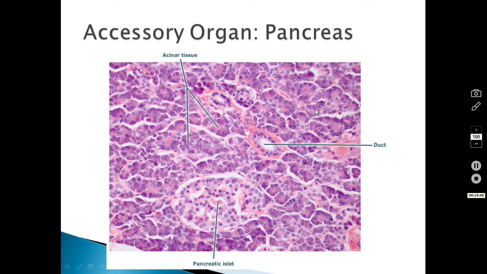And then the acinar portions of the pancreas, all of this is what is secreting all of our digestive enzymes. So it is the acinar portion of the pancreas that secretes the digestive enzymes into the ducts. They travel through the ducts into the small intestine. And so it is the acinar part of the pancreas that is part of our exocrine digestive system.